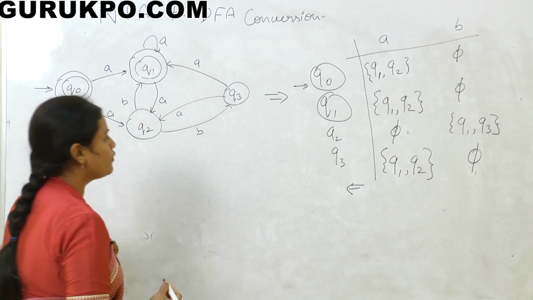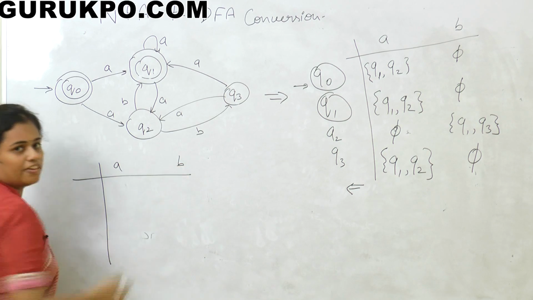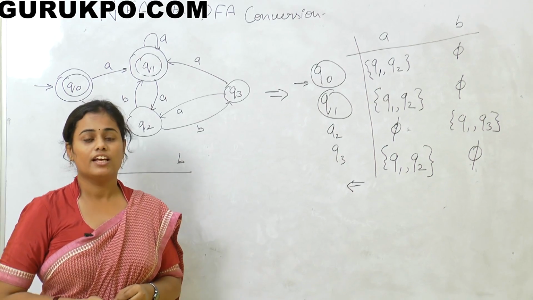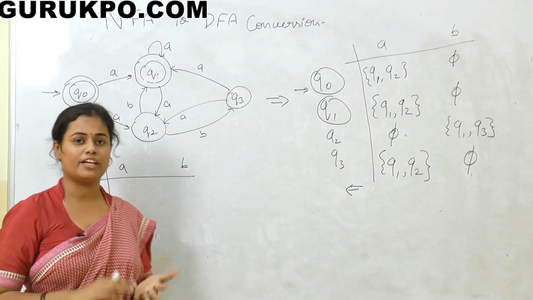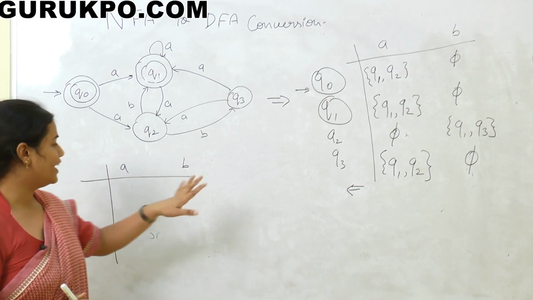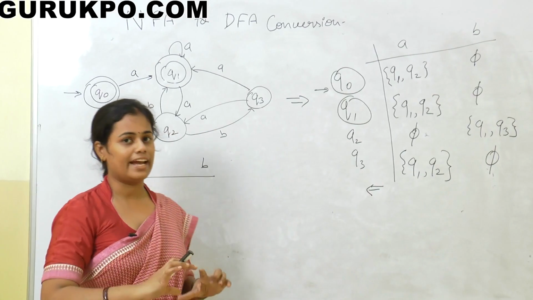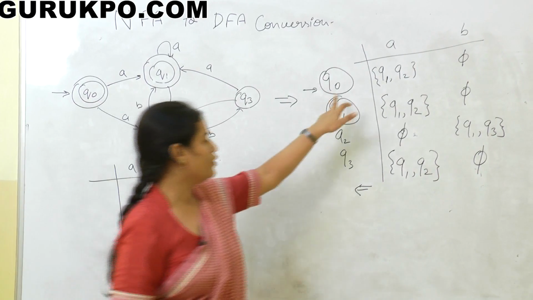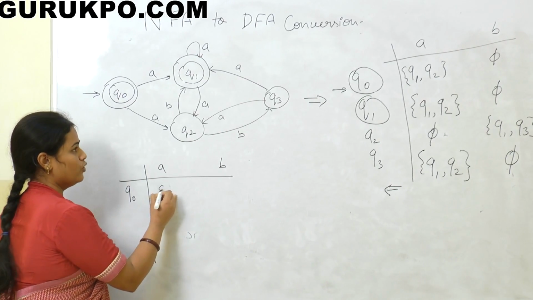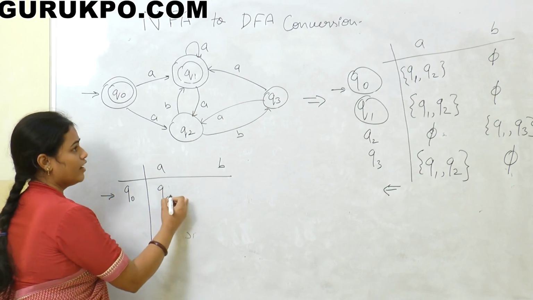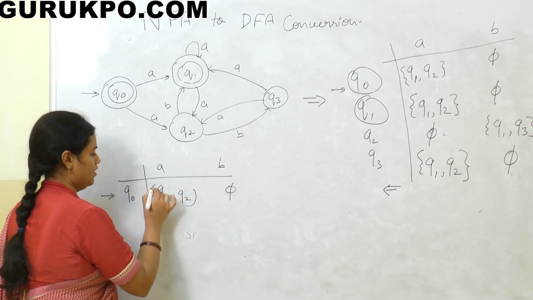First of all, you have to write the input symbols here. Whether you are taking NFA or DFA, the input symbols remain the same. A and B will be the input symbols for the DFA as well as the NFA. You have to write the first line as it is to the DFA table: Q0, this is the initial state, and Q1, Q2 and null.